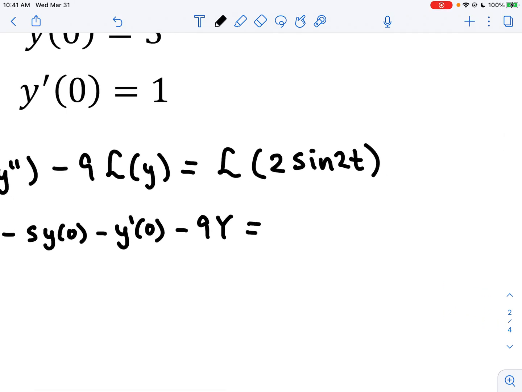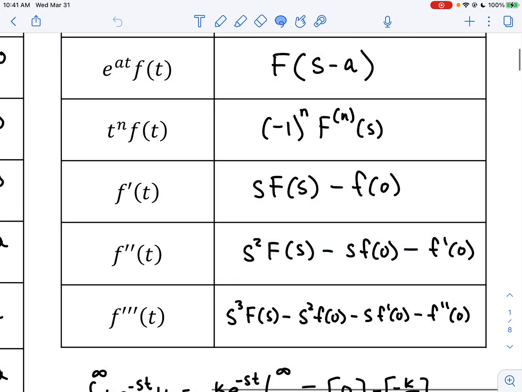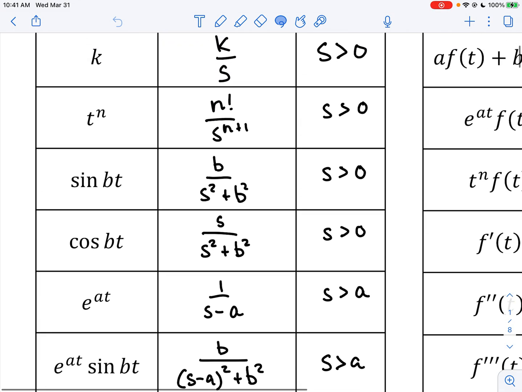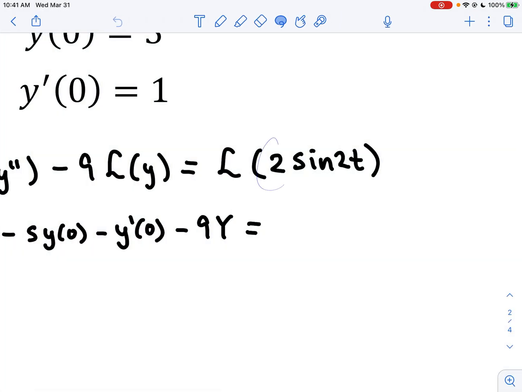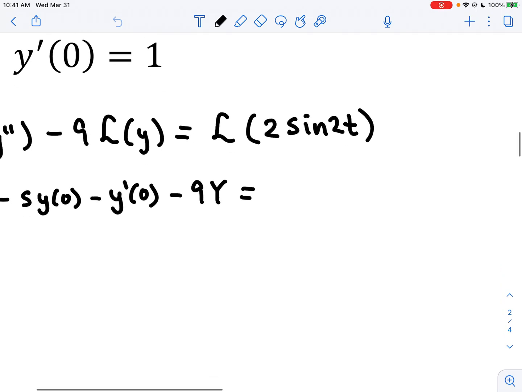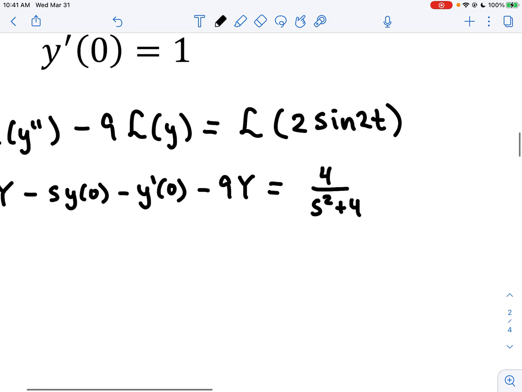And then the right side of this expression, we need to do the Laplace transform of 2 sine 2t. Okay, well this 2 is just going to stay, so we just got to do the Laplace transform of sine 2t. Let's go back to our table and focus on this part of the table. The Laplace transform of sine of 2t will be 2 over s squared plus 2 squared. So it'll be 2 over s squared plus 4. And since there was a 2 here in front, we're going to multiply that by 2 as well. So we're ultimately going to get 4 over s squared plus 4 is our Laplace transform of 2 sine 2t.